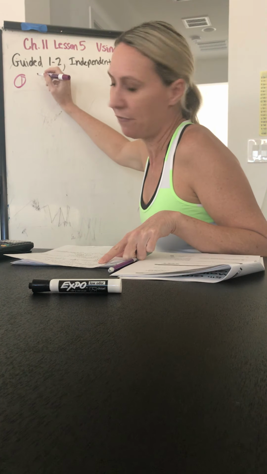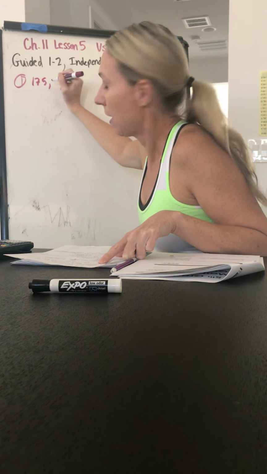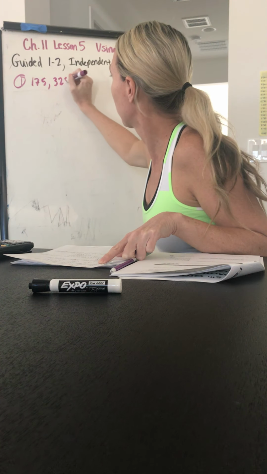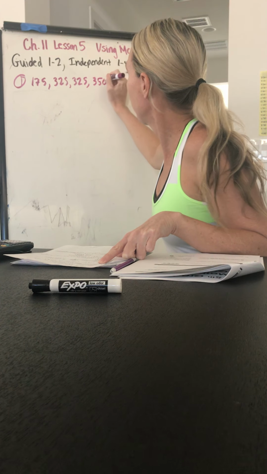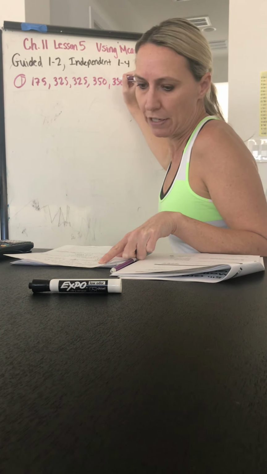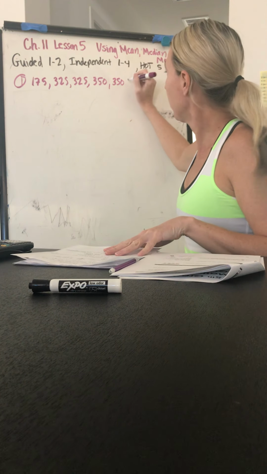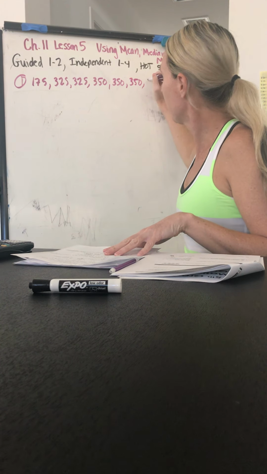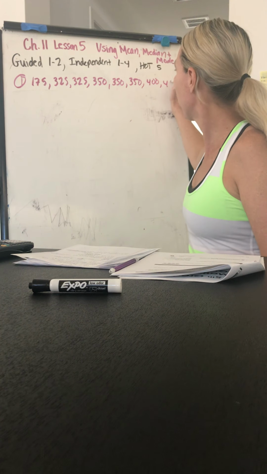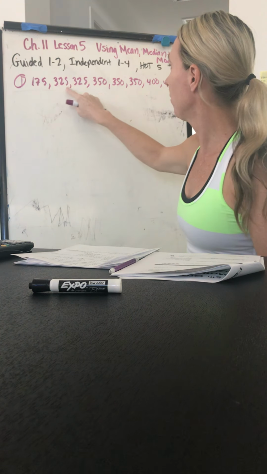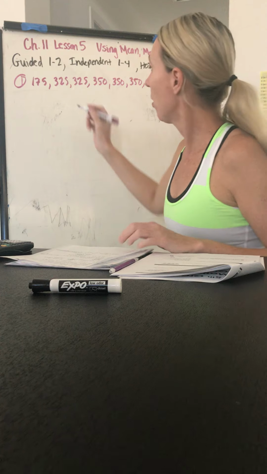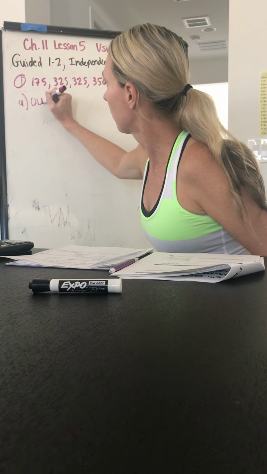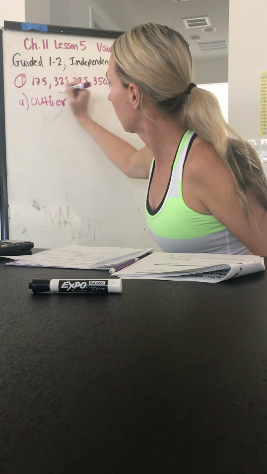So we have 175, and then we have 325, 325 again, then 350, 350, 350. There's 3 of those, and then 400, and then 450. Okay, so we have a total of 1, 2, 3, 4, 5, 6, 7, 8 numbers. Okay, just making sure. Okay, so A, it says, what is the outlier?